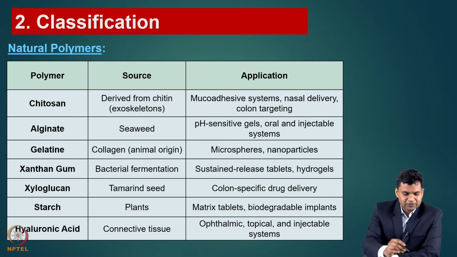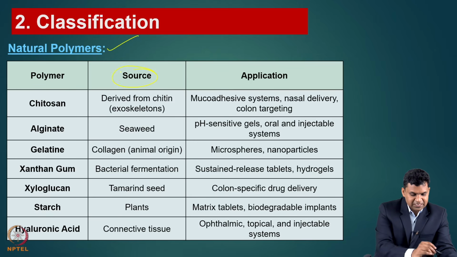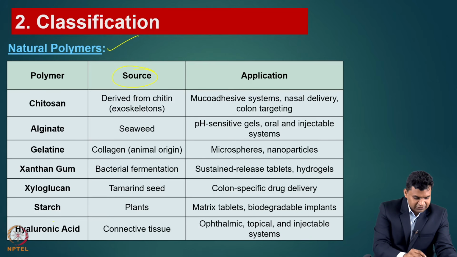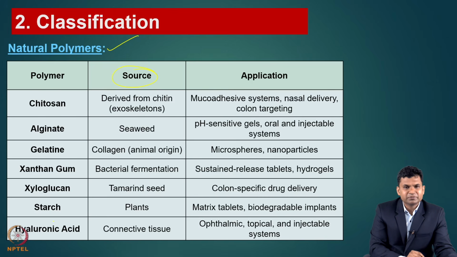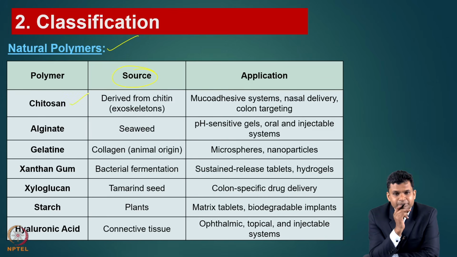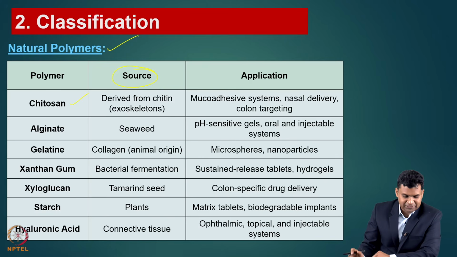Now, first we will see the natural polymers. These are the various sources from which natural polymers come. These are the most commonly used polymers in drug delivery applications. Chitosan is a well-known polymer we use in various biomedical as well as novel drug delivery applications to modify the release as well as to encapsulate systems. Not only that, it can be used in various tissue engineering applications and also wound healing applications.